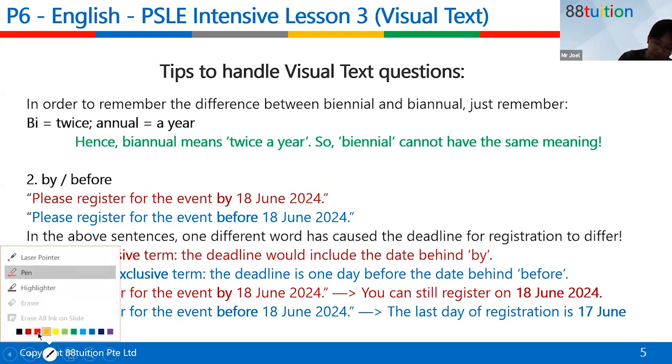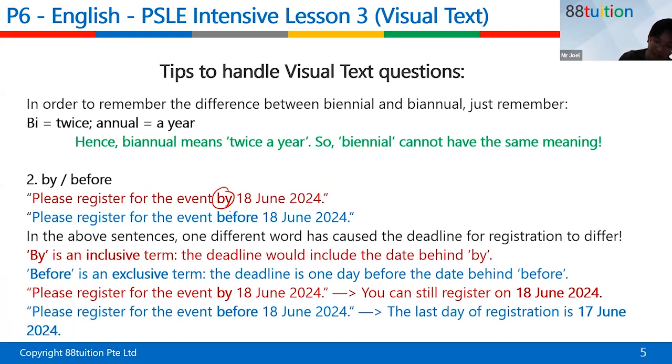Okay, so please note the difference between by a certain date versus before a certain date as well. If it says please register for the event before 18 June, if you register for it on 18 June, you are disqualified. Okay, you cannot register on that particular date. It says before. Okay, but if they say by this date, if you register on that date as well, it's still a legit registration. All right, so you got to know the difference between that.